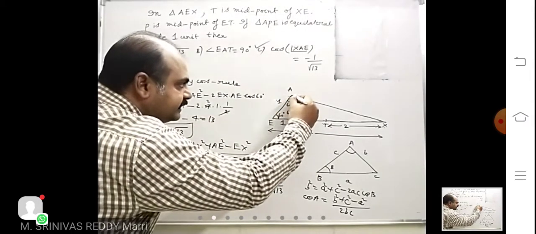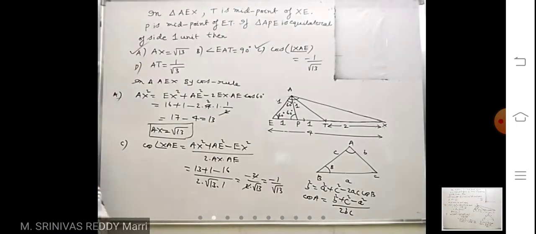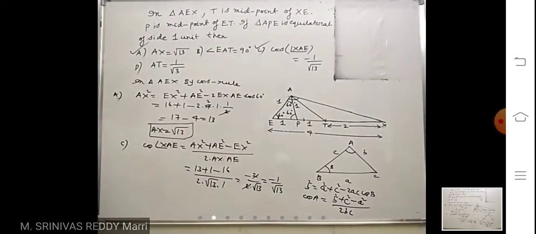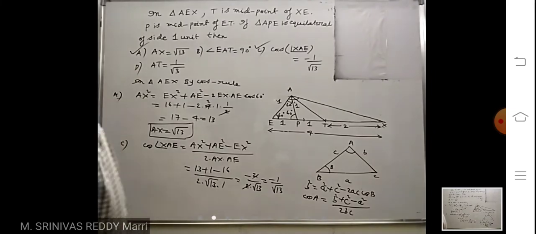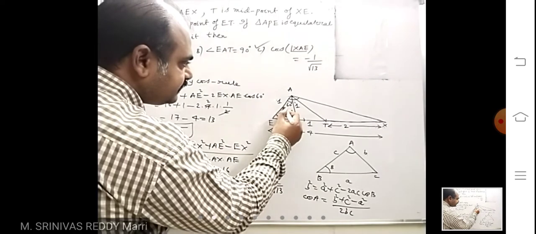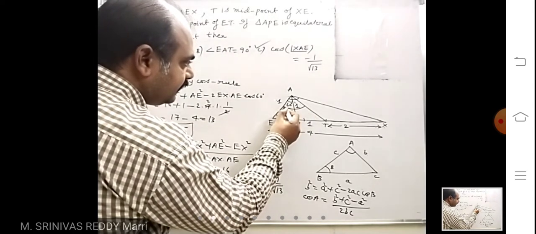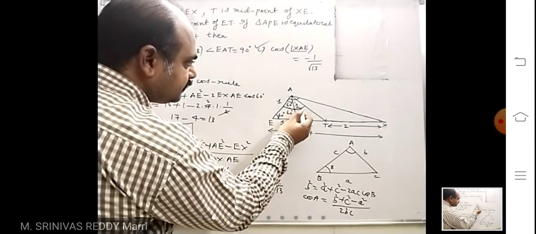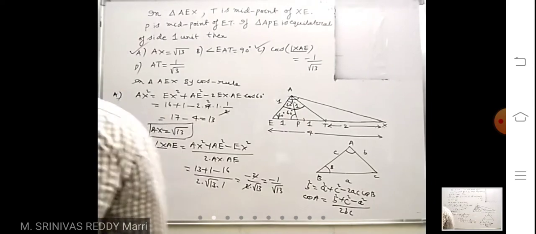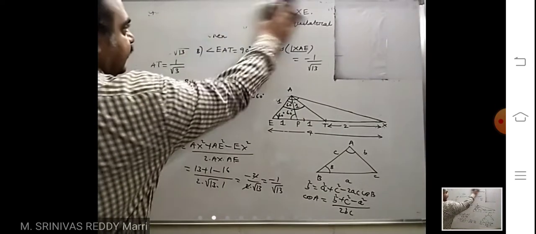Now I am joining this. Look at it. Now if you look here, angle EAT is nothing but this angle. I'm marking this angle. Angle EAT is nothing but this angle. So that angle must be calculated now. That angle I will calculate.